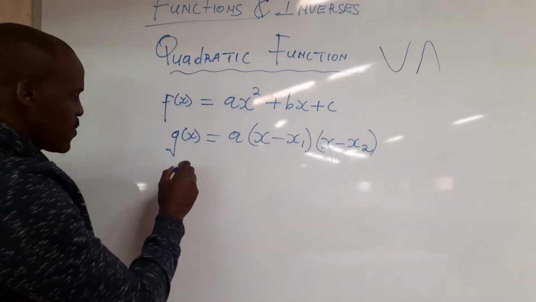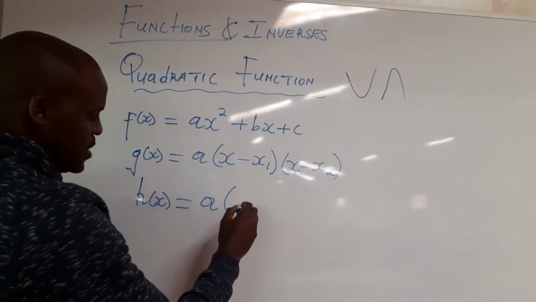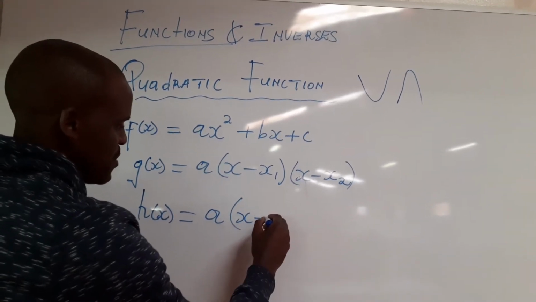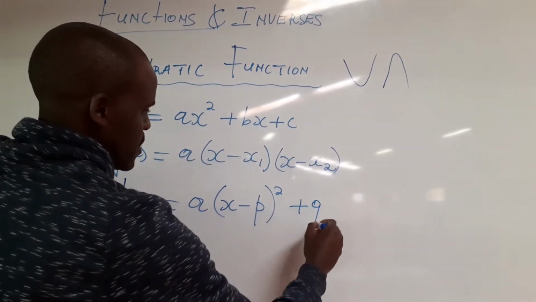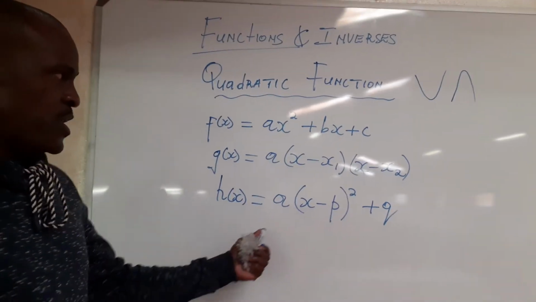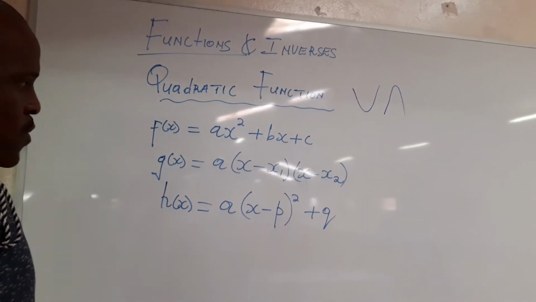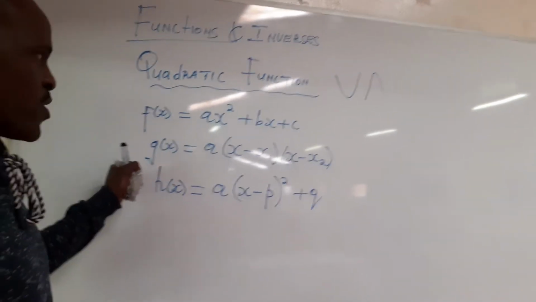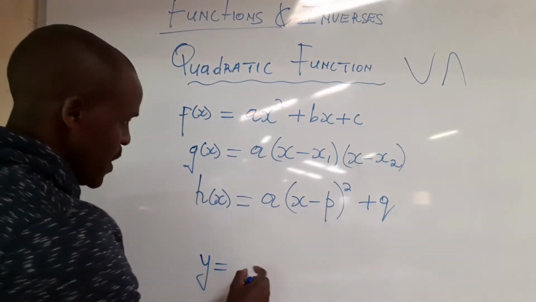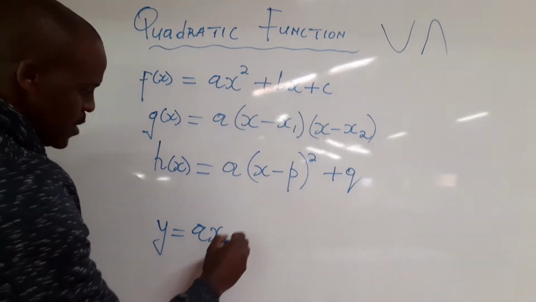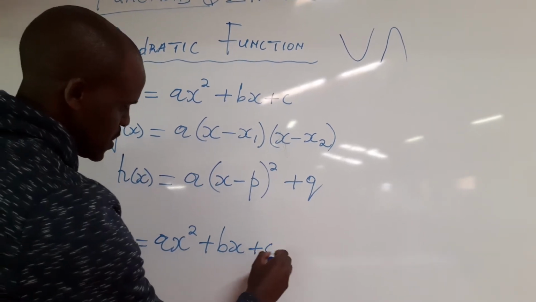The other equation for a quadratic function can be a(x - p) all squared plus q. Right, all these we call quadratic functions. Now let's look at this one here: y = ax squared plus bx plus c.